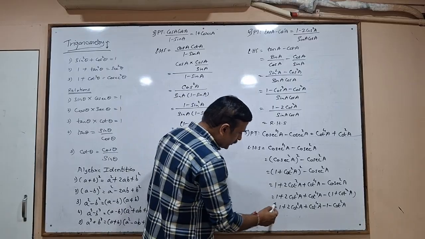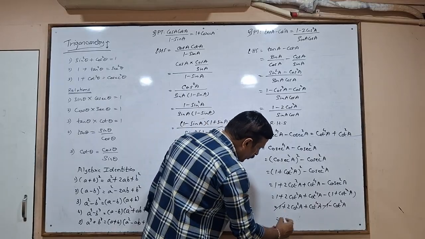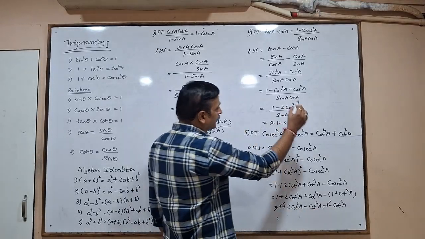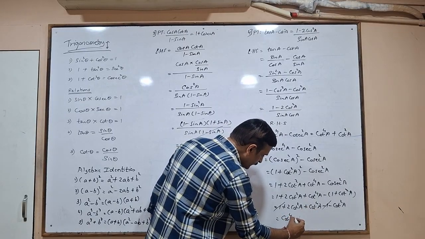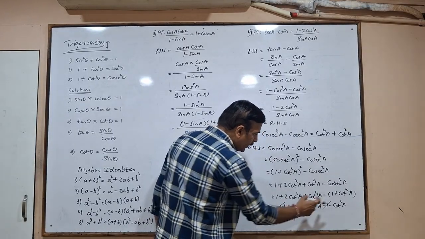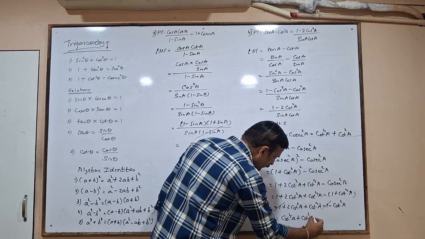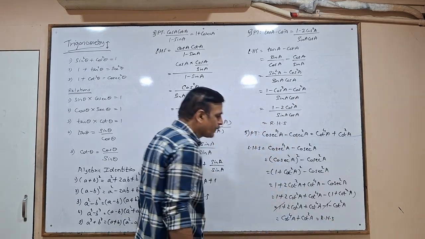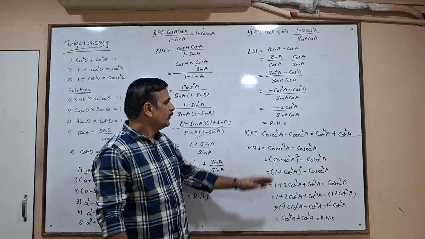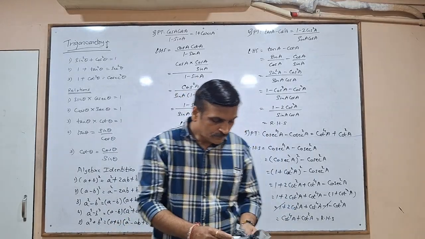So now cancellation, 1 gets cancelled. I want the cot raised to 4 term. It is positive, here also positive, so I will write it as it is. And 2 cot square A minus cot square A will result to cot square A, which is RHS. So LHS is equal to RHS is true.